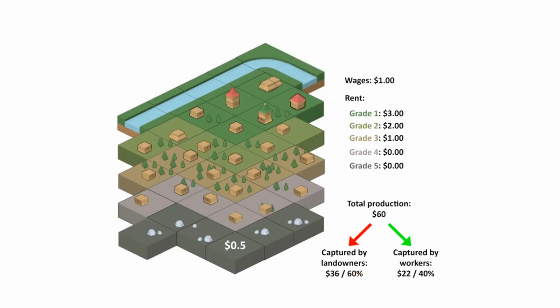All grade 4 land is now occupied, but workers are unwilling to work for anything less than $1. Therefore wages stay at $1 and expansion stops at grade 5. Notice that early settlers are now able to make multiples more than workers by doing nothing more than renting out their land.